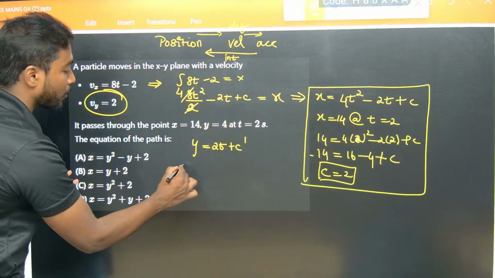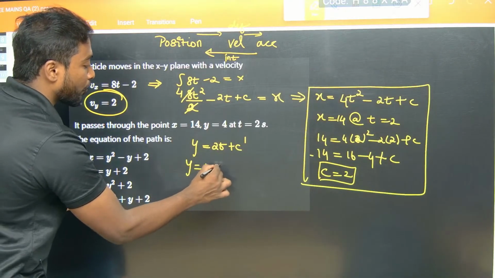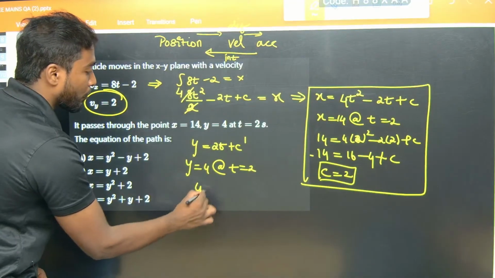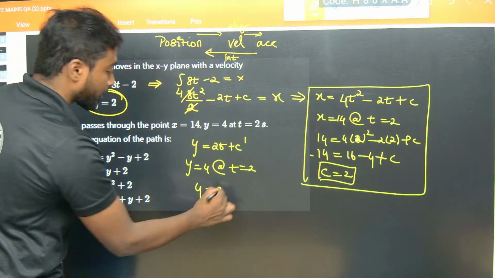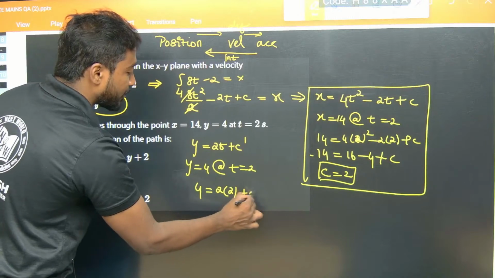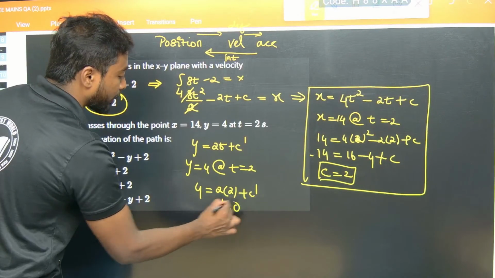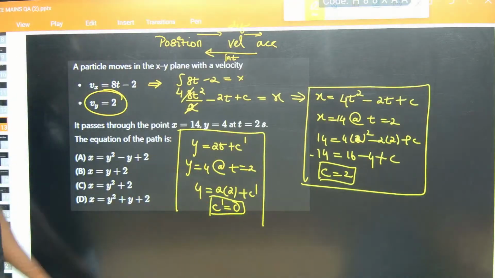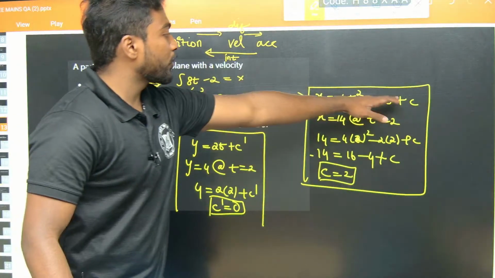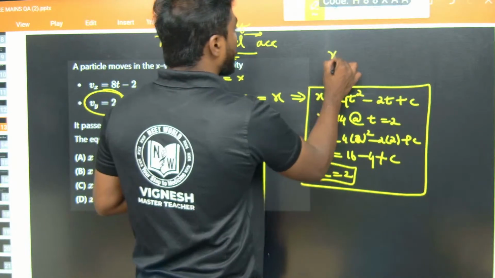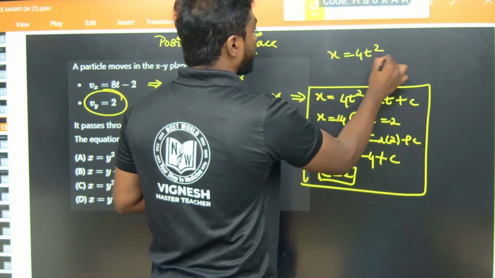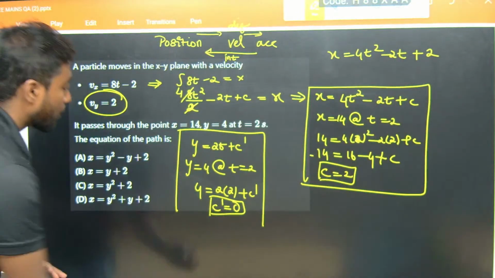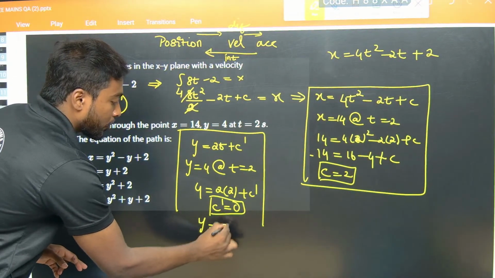So at y is equal to 4 at t is equal to 2 seconds, substitute the values. 4 is equal to 2 into 2 plus c dash, where c dash will be equal to 0. Okay. So this is the value of c dash and c. Now substitute it here. You will get x is equal to 4t square minus 2t plus 2. And for this, y is equal to 2t, right?